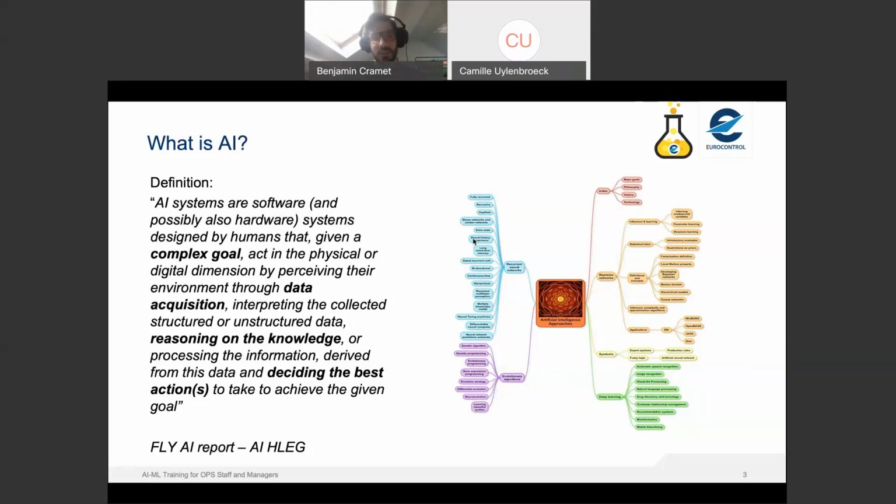And that's what is meant here. Or processing the information derived from this data and deciding for the best actions. So basically you have your business problem, you have your goal, you inject the data in the model, you train the model so it does what you want, it's the goal that you have, and then based on the data, based on the model that has been built on the data, it decides the best action, basically it serves the goal.